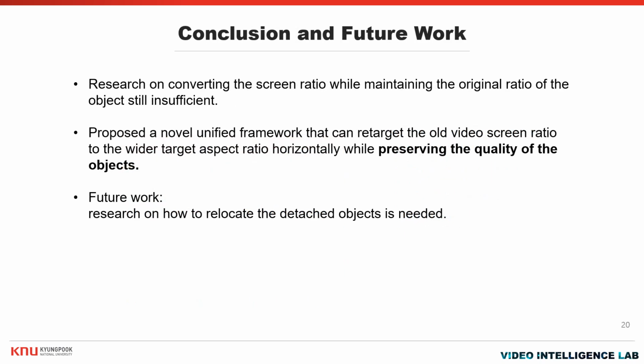In this study, we can show that research on converting the screen ratio while maintaining the original ratio of the object is still insufficient. We propose a novel unified framework that can retarget the older screen ratio to a wider target aspect ratio horizontally while preserving the quality of the objects. To improve our framework, research on how to relocate the detached object is needed.